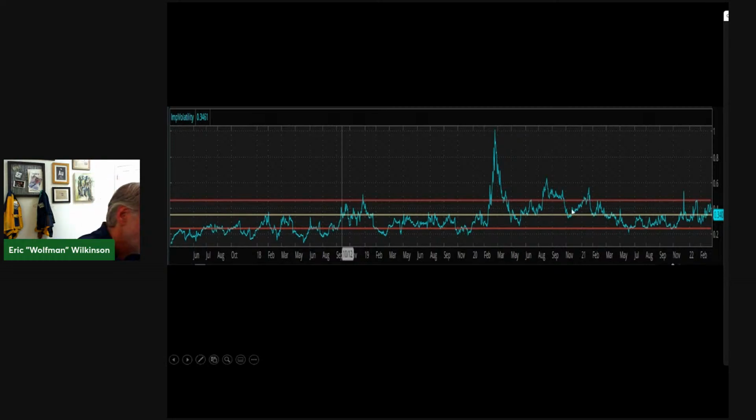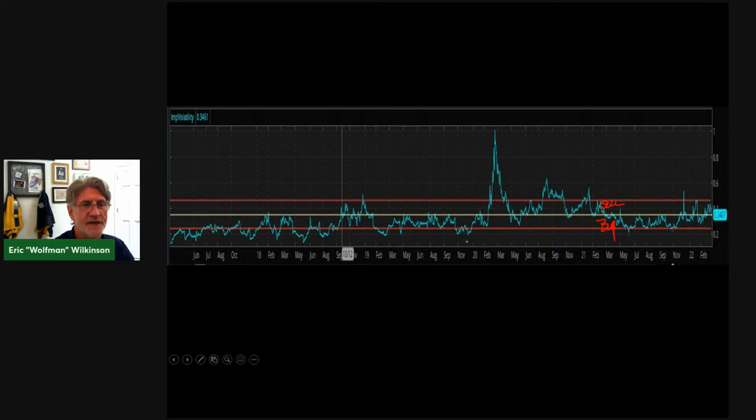Because we know that this is the sell zone and the buy zone, right? Yes, it does go through every once in a while a little bit, but we can see that when it gets above this half line, it doesn't stay up there very long. So you need to take advantage of it when it's there.